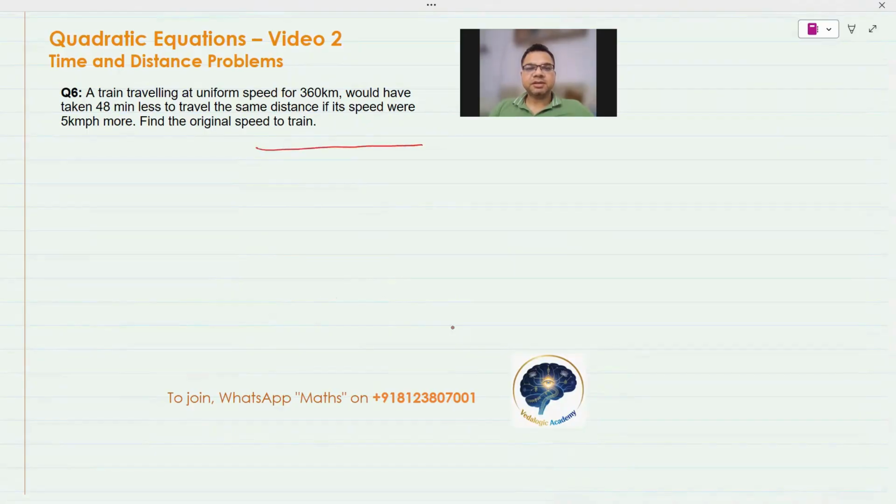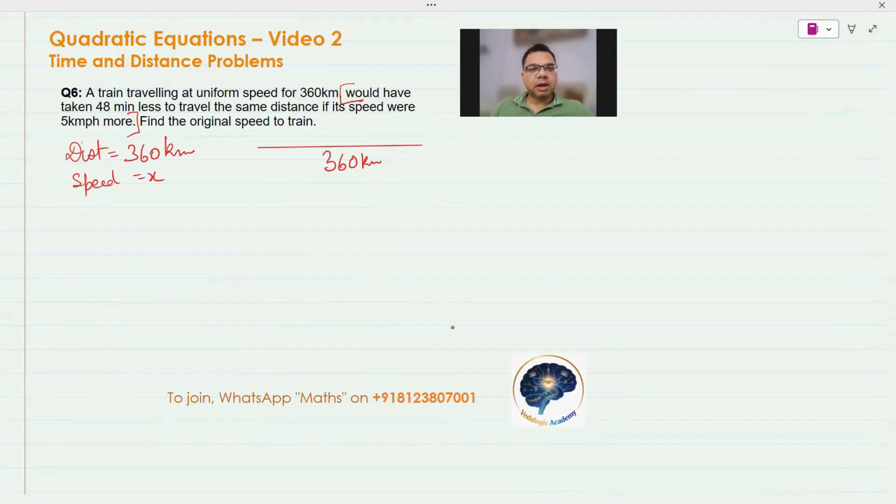The distance is 360 kilometers, right? So it says it would have taken 48 minutes less to travel the same distance if its speed were 5 kilometers more. So distance we know. Let's write down what we have and what we don't have. Distance is 360 kilometers. Speed, let's say, is x.